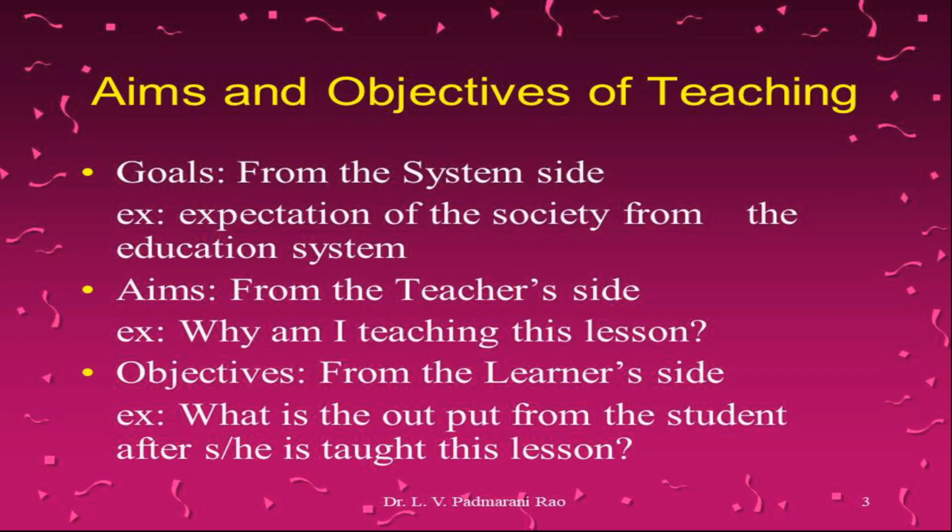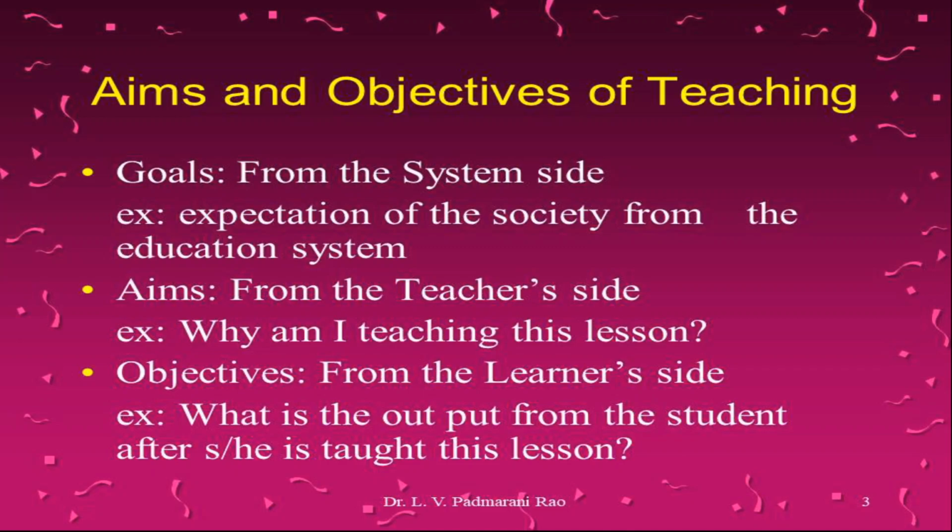Aims are from the teacher's side. When a teacher asks a question, why am I teaching this lesson to my students? Automatically we get the answer as the aim of it. The aim of teaching poetry is to appreciate the poem, to identify the figures of speech, to analyze the poem, and to interpret the poem and write a summary of the poem. So the moment we ask a question, why am I teaching this lesson? Automatically the teacher will get the aim of teaching that particular topic.